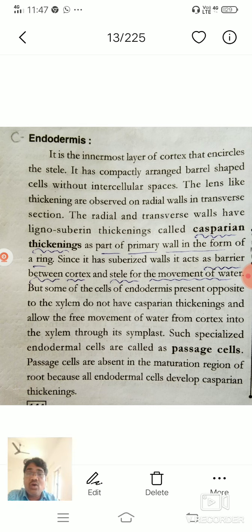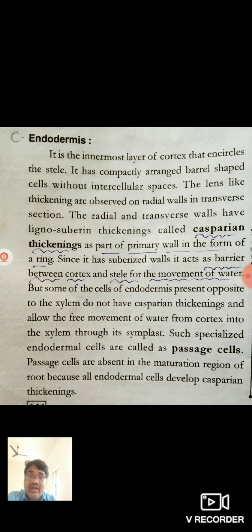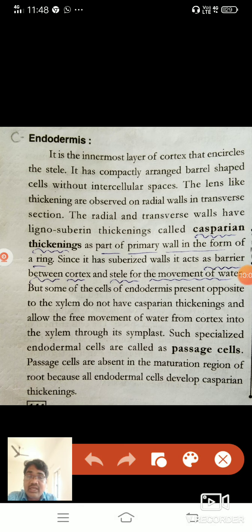cortex. It has compactly arranged barrel-shaped cells without intercellular spaces. That is, the barrel-shaped cells are tightly packed in the layered endodermis. Lens-like thickenings are observed on the radial walls in a transverse section. The radial and transverse walls have lignosuberin. This is the most important bit for NEET-level or other competitive exams.